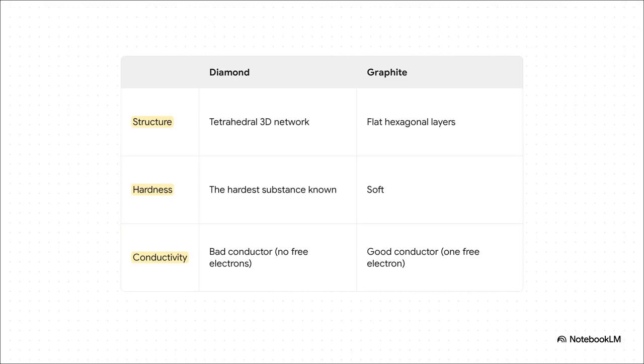But then you look at graphite. The atoms form these flat, hexagonal sheets, kind of like layers of chicken wire. And those layers are held together really weakly, so they just slide right past each other. That's why graphite is soft and slippery. And get this, each atom has one little electron that's free to move around. That's why it can conduct electricity. It's a total game changer.